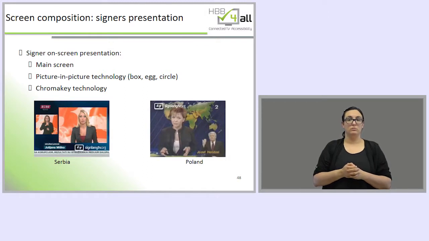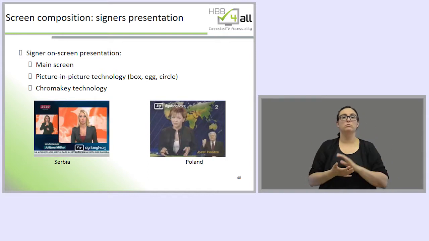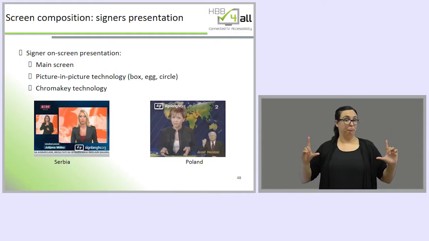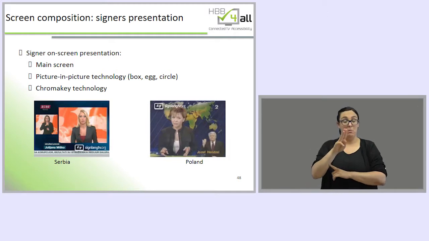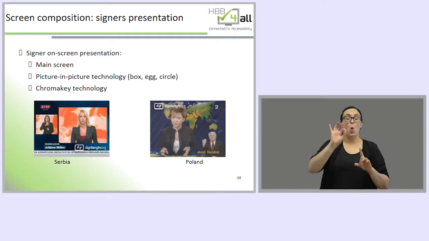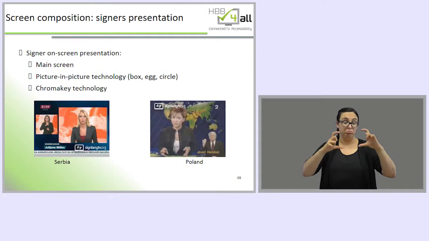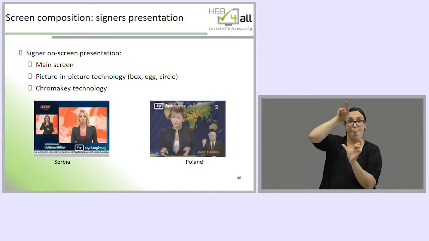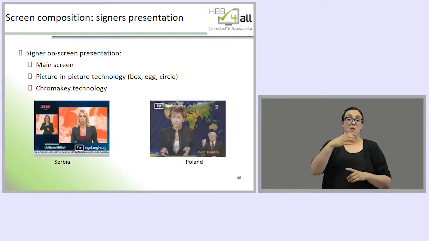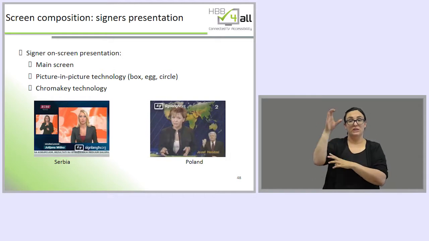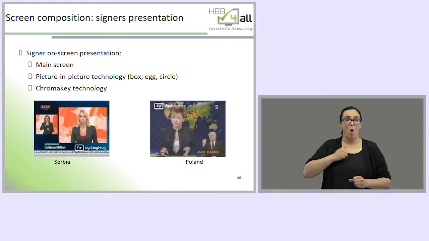So when we talk about designers' presentations, there are mainly three different modalities. The designer could be on the main screen, or added using two different technologies. That is picture-in-picture technology, and normally we can find different shapes of this box. For example, it can be squared or rectangular, or circular, or even an oval or egg shape, as we can see in these pictures below from Serbian television. Also, chroma key technology can be used, as we can see in the Polish television example.